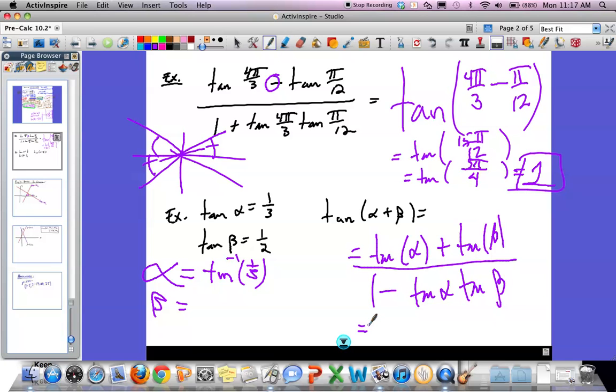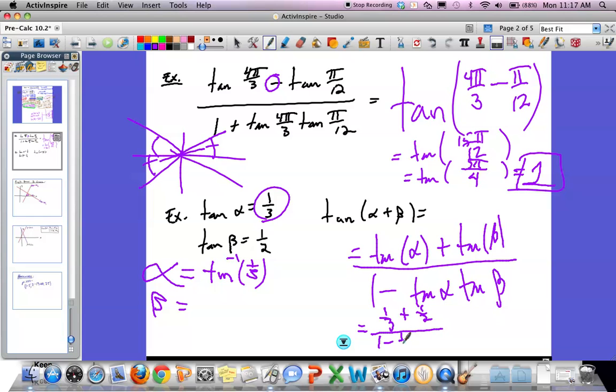So now all we need to do is replace. What is the tangent of alpha? I don't need the angle alpha. I just need to know the tangent of the angle alpha. And the tangent of the angle is a third. So I would have 1/3 plus 1/2 divided by 1 minus a third times a half. So in the numerator, when I add a third and a half, that's 2/6 and 3/6, so that's 5/6. In the denominator, I have 1 minus 1/6, which is 5/6. So the answer is 1.